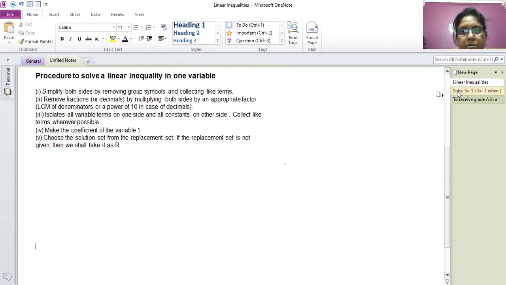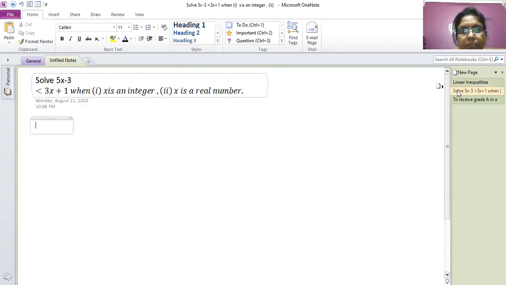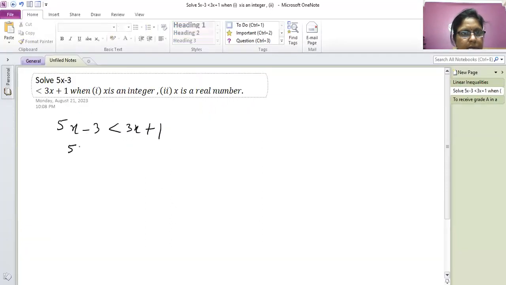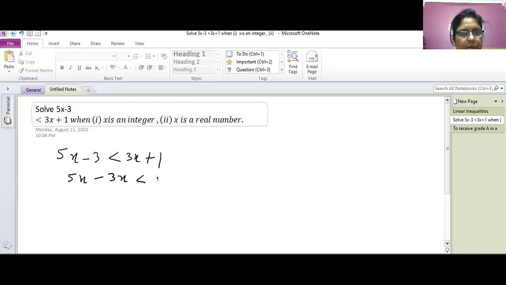Now we will take some basic problems. The first problem: 5x minus 3 is less than 3x plus 1. Solve this when x is an integer and when x is a real number. Let's start solving. 5x minus 3 is less than 3x plus 1. This can be written as 5x minus 3x is less than 1 plus 3. So 2x is less than 4. This means x is less than 2.